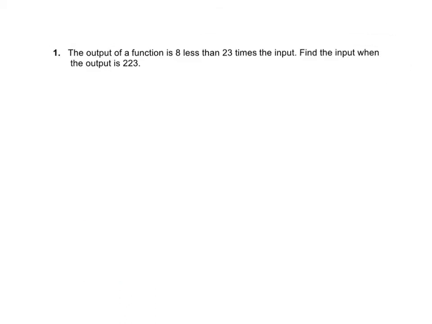All right, let's try another one. The output of the function is 8 less than 23 times the input. Remember, the output, our y of the function, is 8 less than, and this we have to be careful with because it's 8 less than 23 times the input. It needs to be 23x, which represents the 23 times the input, but now I need to minus the 8. Remember, the 8 less than has to go after the number.